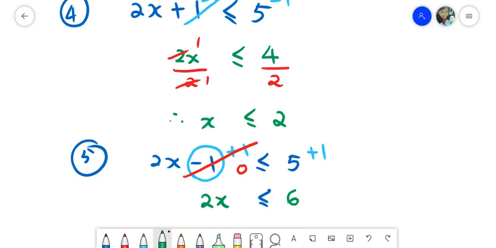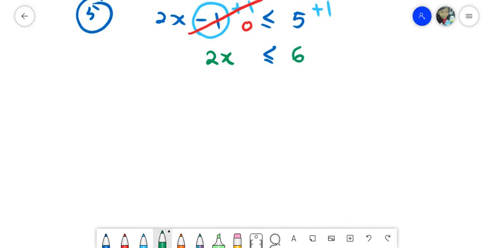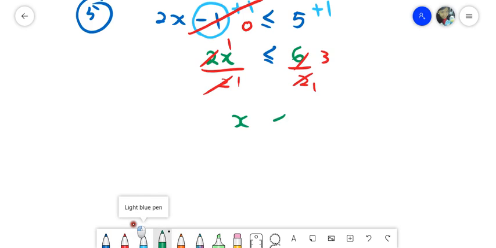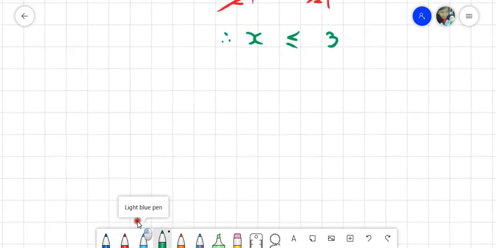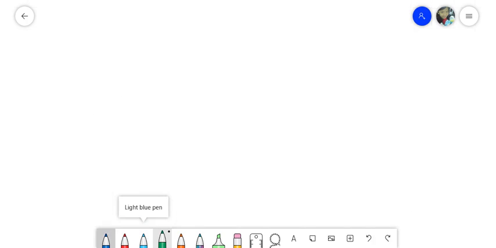So again, how to simplify it? Yes, divide by 2 on each side. So you end up with x less than or equal to 3. Is it okay? Okay, good. So should be okay. Let us proceed with other questions.